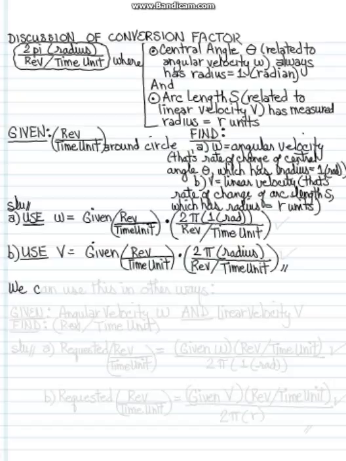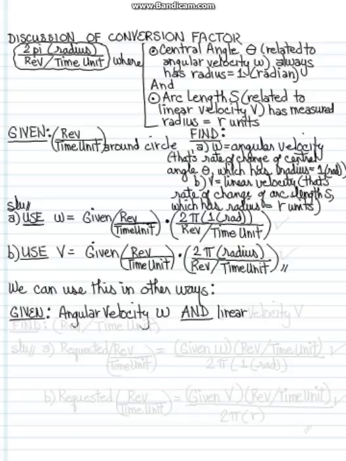If you look at the examples in the textbook, you'll see that we are using this method to answer these types of questions. The fact is that there's more here. We can use this in other ways, not just what we saw here. If we're given, for instance, the angular velocity omega and the linear velocity, which we call v, and with that information, we are asked to find the number of revolutions per time unit, there are two ways to do it.